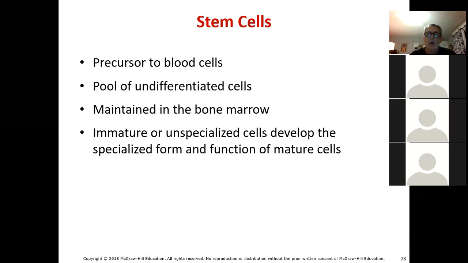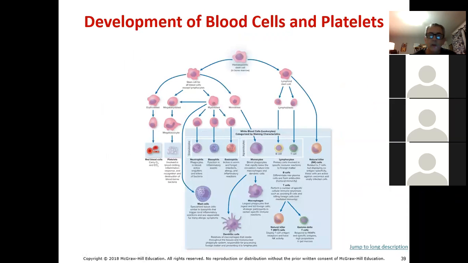Stem cells are a precursor of blood cells. Stem cells throughout our body, not just in relationship to this, are undifferentiated cells. In our bone marrow, these undifferentiated or specialized cells can develop and become mature cells. So for example, in development, a hematopoietic stem cell can become a stem cell that then can give rise over here to blood cells and platelets.